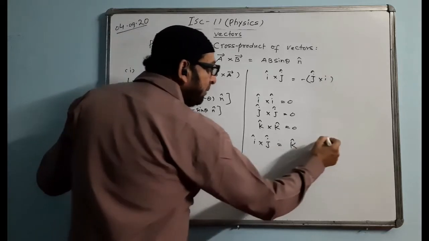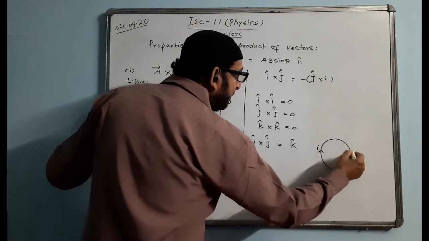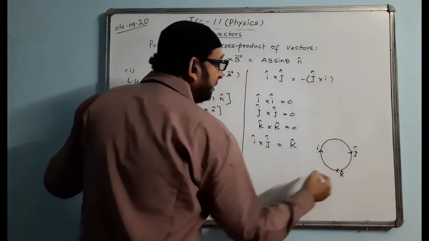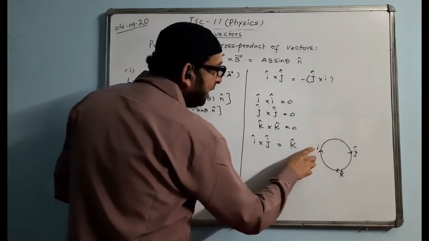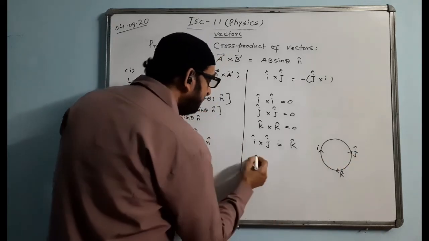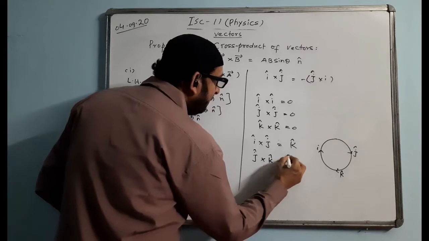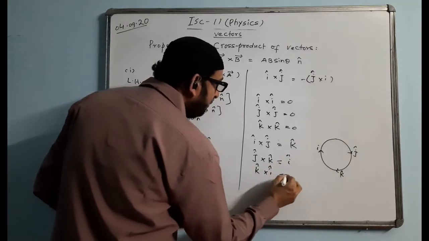In the same way, we can follow a cyclic order like this. This is I, this is J, this is K. We put them in a circle in a clockwise direction. We can check like this: I cross J will be equal to K. J cross K will be equal to I. K cross I will be equal to J.